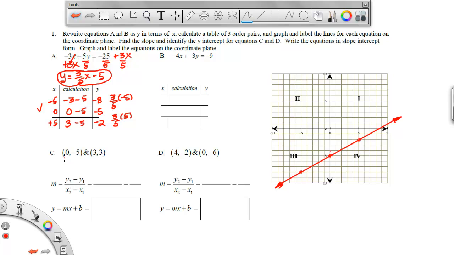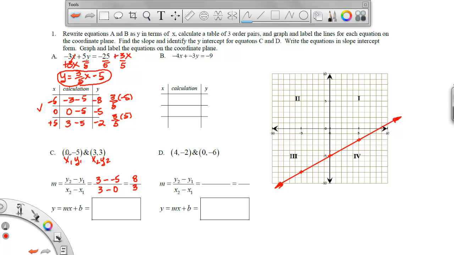So we know that this is x1, y1, and that's x2, y2. So we use this formula. y2 is 3, y1 is a negative 5, and I subtract them. So 3 minus negative 5 is actually 3 plus 5, so that top number will be 8. Now I look at the denominator. x2 is 3, x1 is 0, so 8 over 3 is my slope.